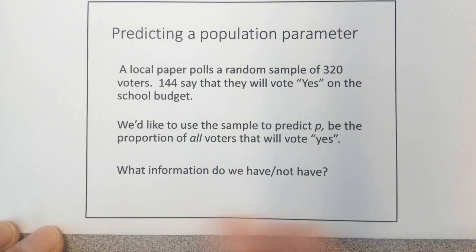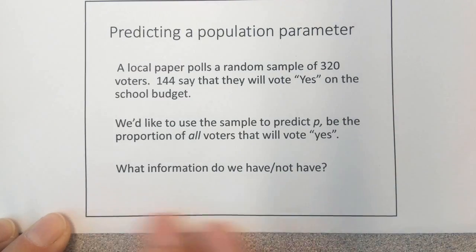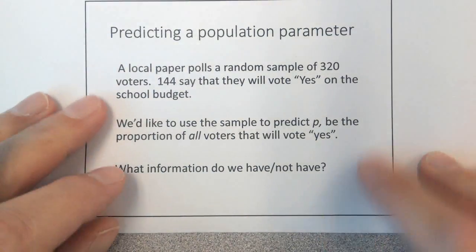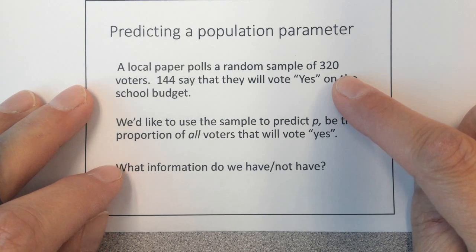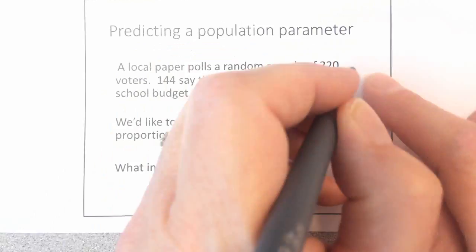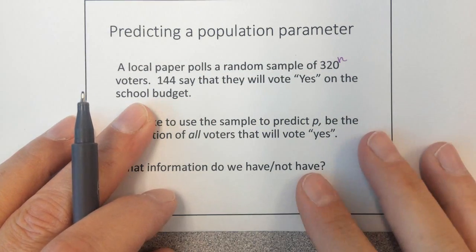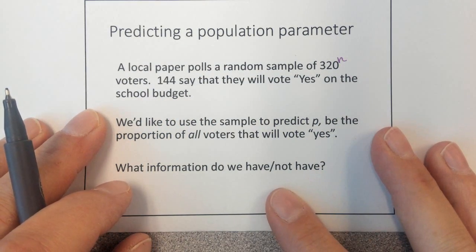So, let's just go straight to an example. We have this local paper that polls a random sample of 320 voters. That sounds like a sample size, right? That's going to be an N, pretty sure. 144 say that they will vote yes on the school budget.